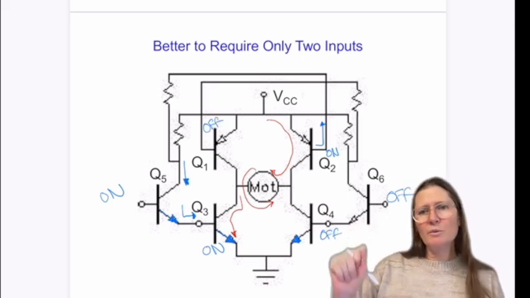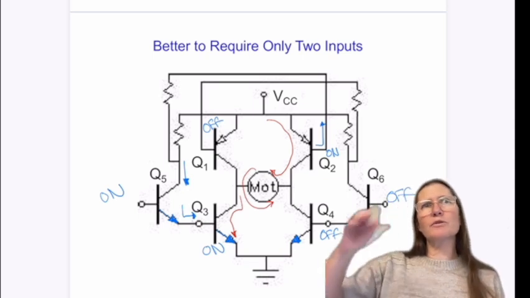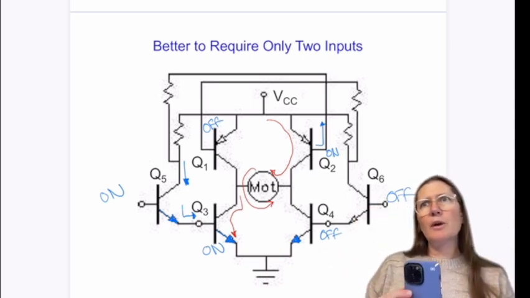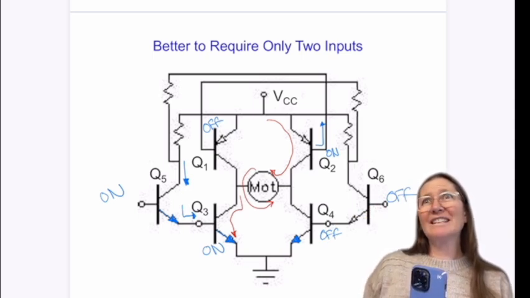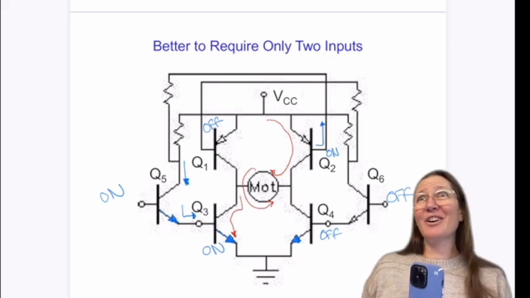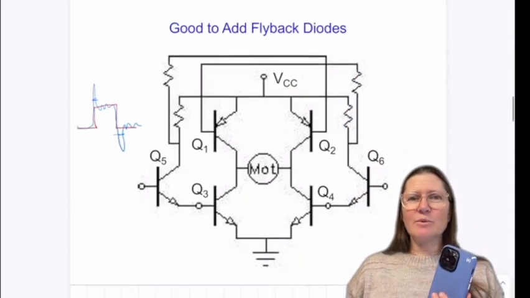So either those three will be on and the other three off, or you would swap them. Does that make sense how this one is working? Yes? No? Okay. All right, I just wanted to clarify that.